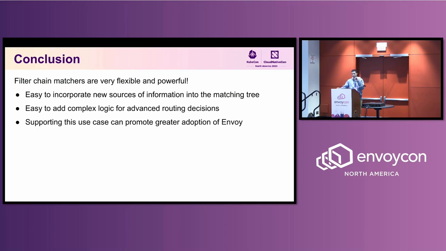And supporting this use case can promote greater adoption of Envoy because this is unfortunately one of the shortcomings of Envoy. When we were talking about this with this customer, he compared it, saying all these other API gateway services use these TLS ciphers. When we hear that, we want to promote Envoy. We want it to be adopted everywhere we can. So this is just our take on how we overcame this limitation.